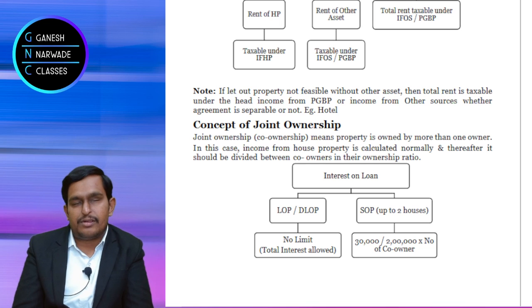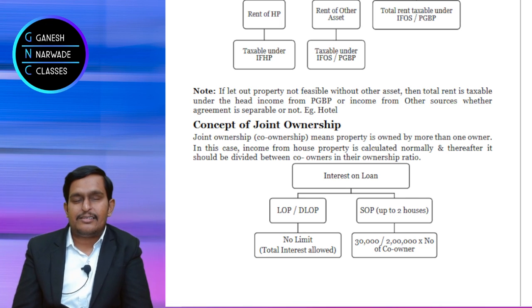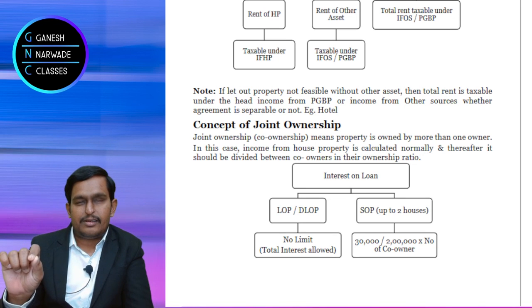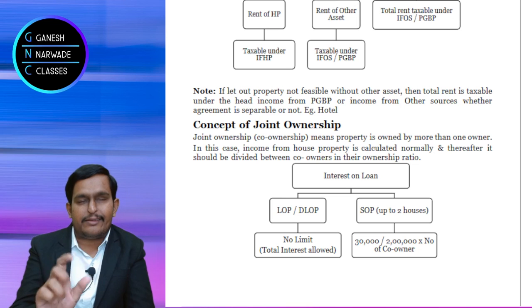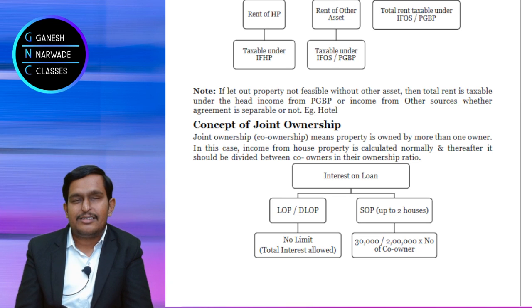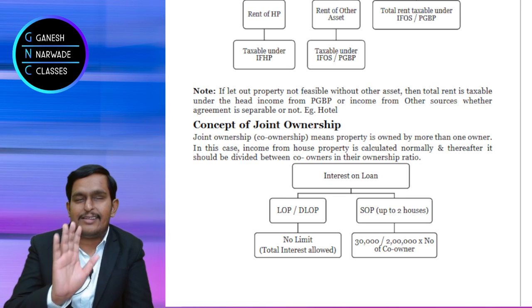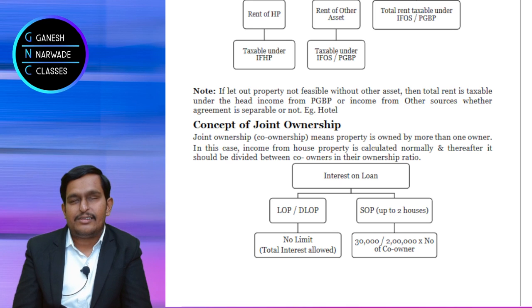But if the ratio is not fixed, in that case the group, the co-owners, are treated as an association of persons. Clear? And they are taxed as an association. This is how co-ownership works.